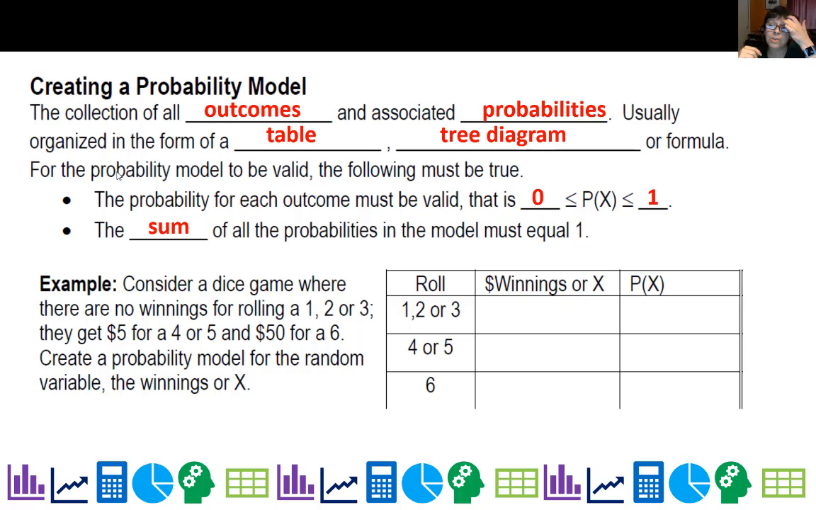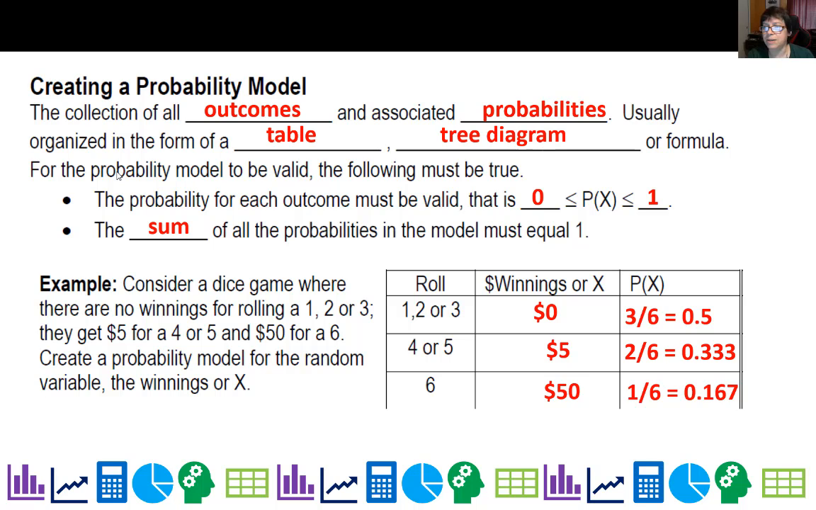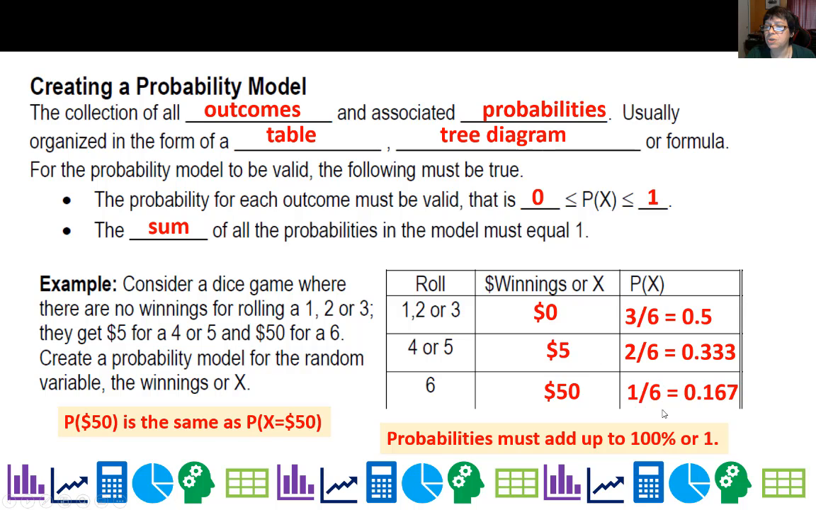All right, so we're going to consider a dice game where there are no winnings for rolling a 1, 2, or 3. And you get $5 for a 4 or 5 and $50 for a 6. So we're going to create a probability model for this, all right? So your winnings are $0, $5, and $50. What's the probability that you'll win 0? Half the time, because it's 3 out of 6 rolls. How about $5? Well, there are 2 out of 6 equally likely rolls, so about a third. And for the $50, it would be 1/6. All right. So we know that this model's fine because the probabilities do add up to 1.